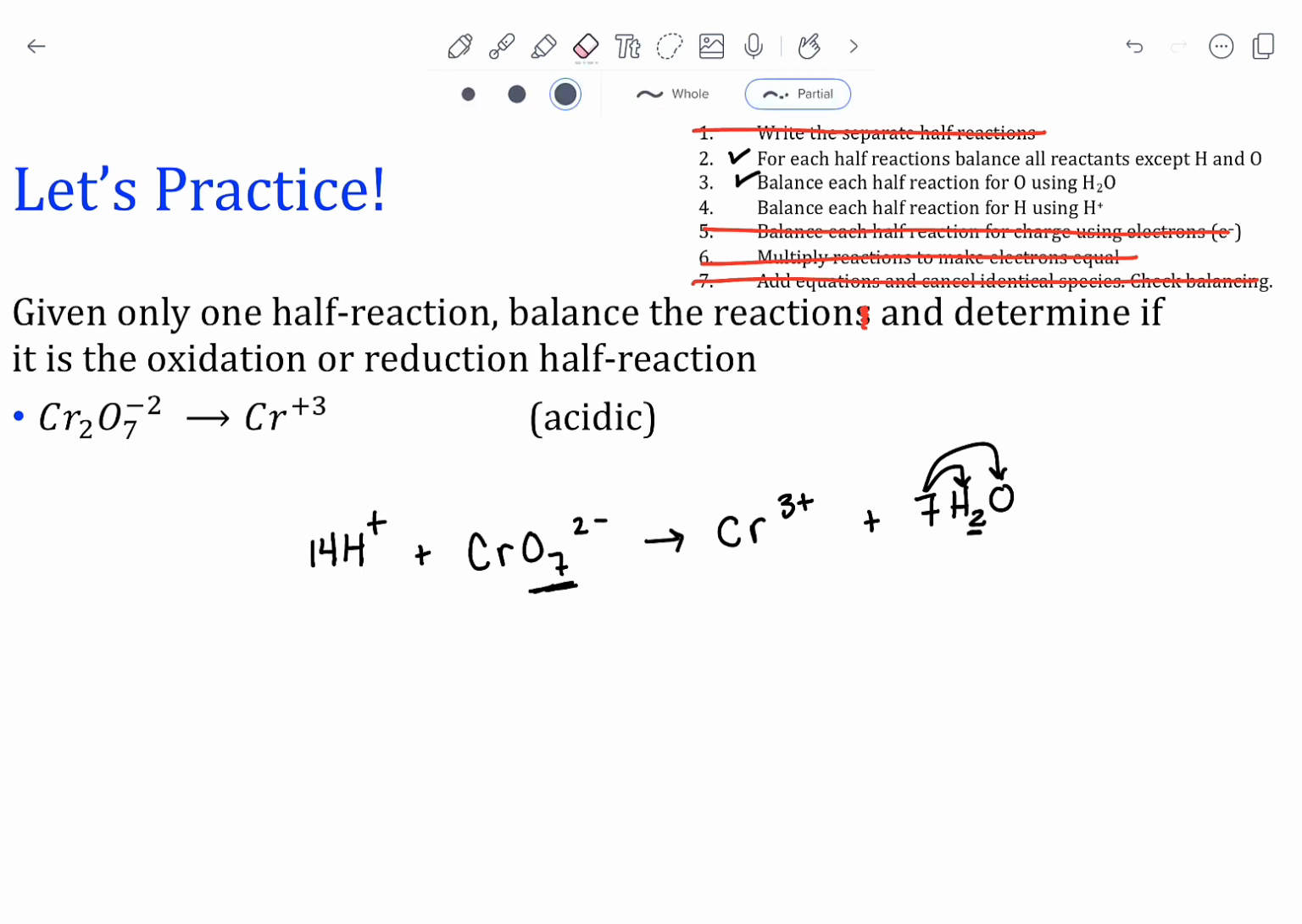Oh, I have a typo. We don't ignore 5. We can only ignore 6. We have to do 5. We have to balance with electrons, sorry. I shouldn't have crossed out 5, sorry.